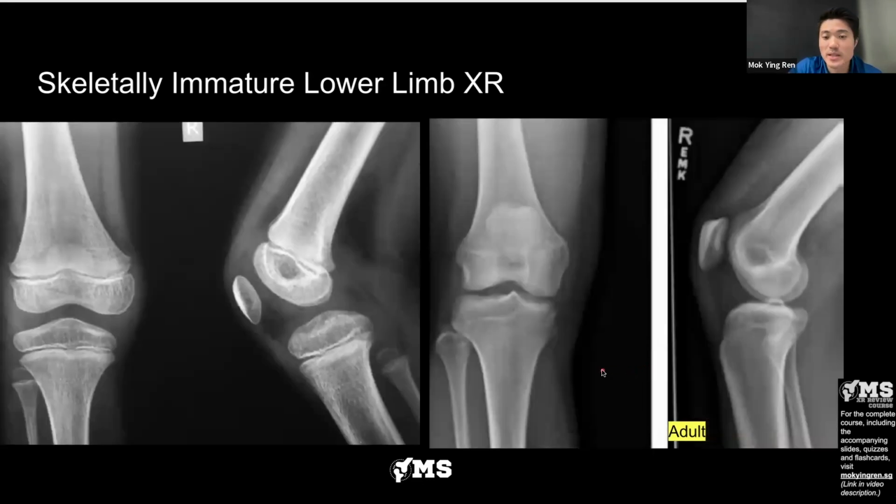Over here is the X-ray of the knee. You can see the knee AP and lateral views. A skeletally immature patient will have open physes over the distal femur, the proximal tibia, and the proximal fibula.